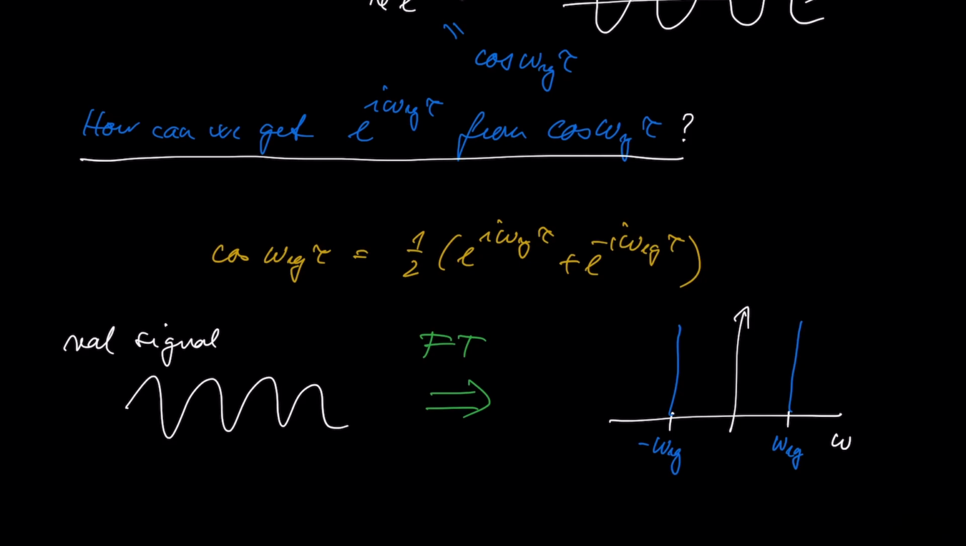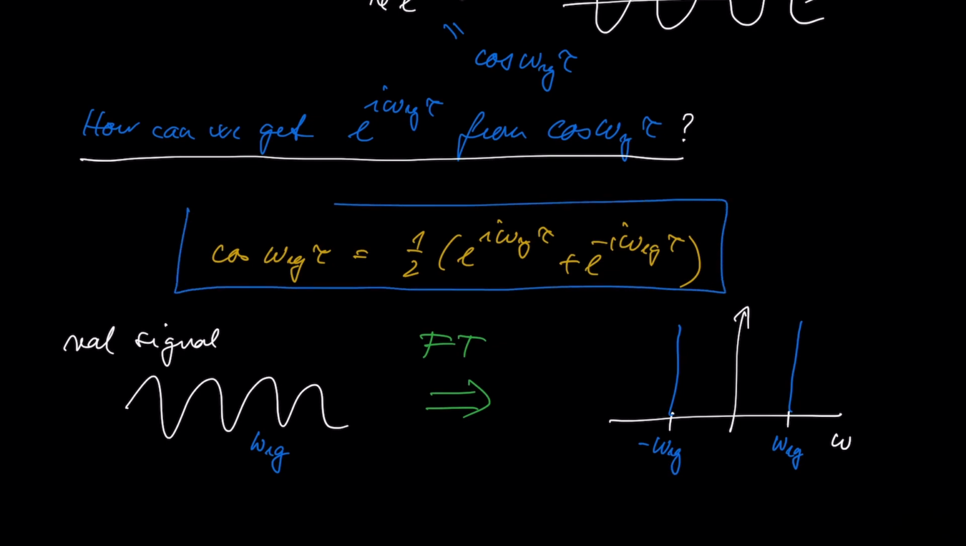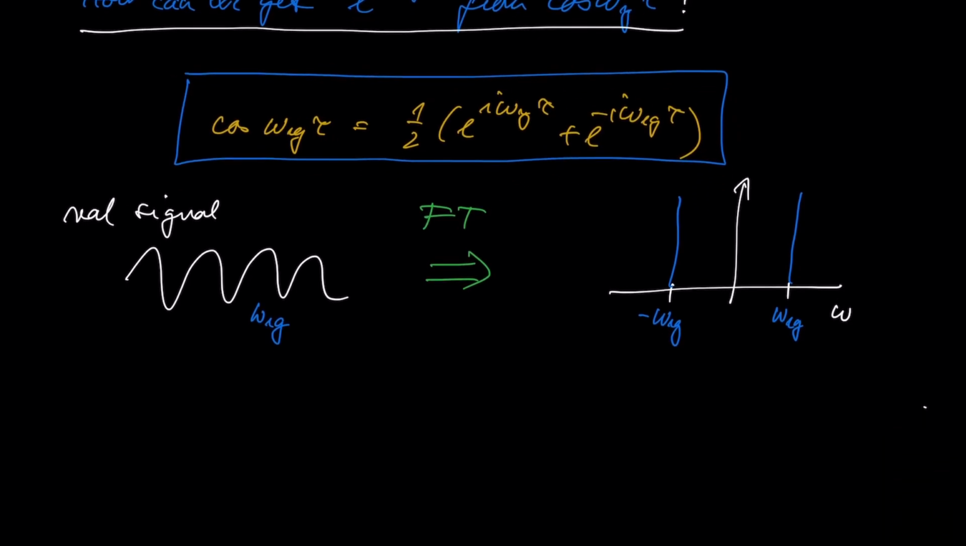So this is a real signal, and of course it has the omega Eg frequency, fine. And I'm getting two delta functions in this situation at the frequencies omega Eg and minus omega Eg. And because the signal is real, I'm getting them exactly the same. It has to be. I have to have the same amount of e to the power of i omega Eg tau as e to the power of minus i omega Eg tau in order for my signal to be real. So this is the situation of the cosine.